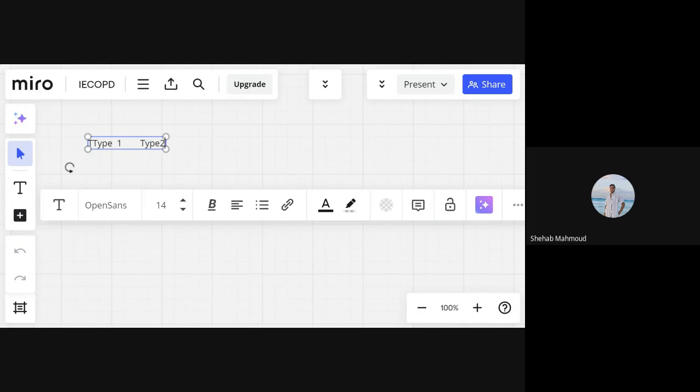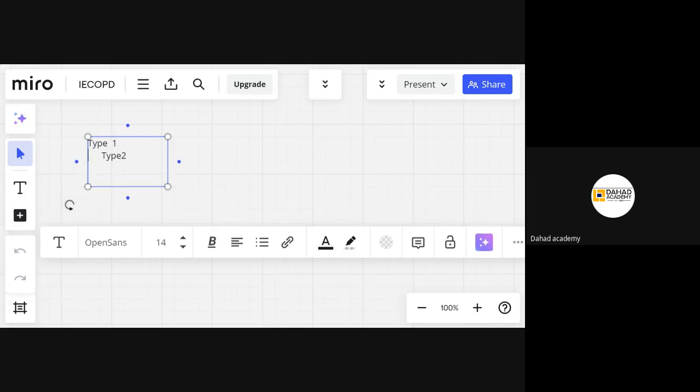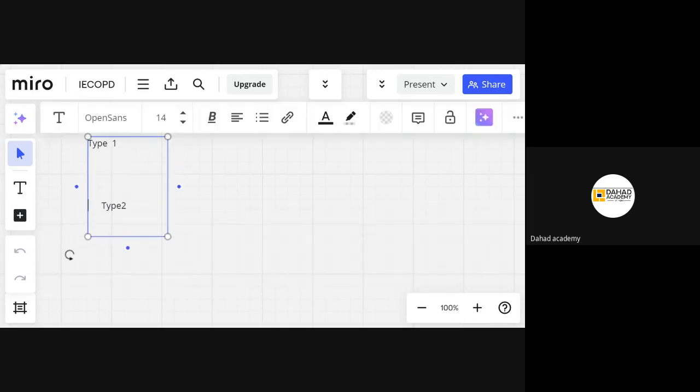Yeah, I can see it now. Type 2. Good. So is it type 1 or type 2? Let's make sure that we are not missing it. So type 1 and type 2.